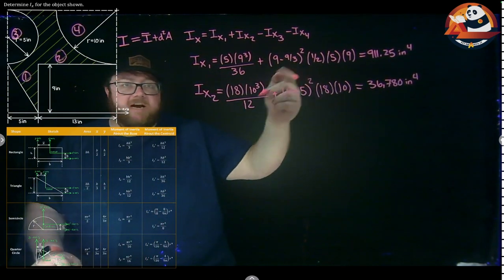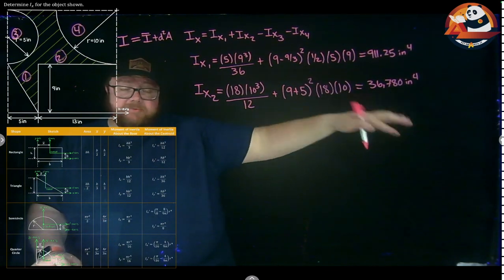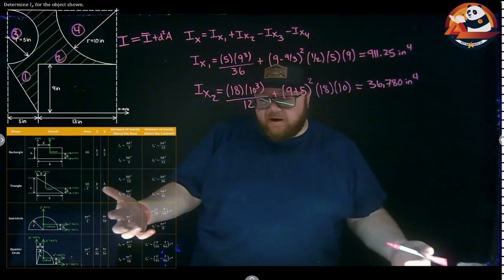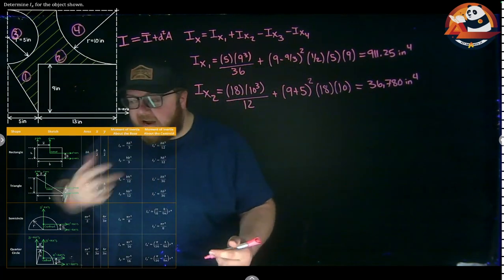That's my first two shapes. Those are both positive ones. Everything else from here, I need to subtract out. But I'll calculate it like it's positive, so that I get both halves of my parallel axis theorem actually being subtracted.